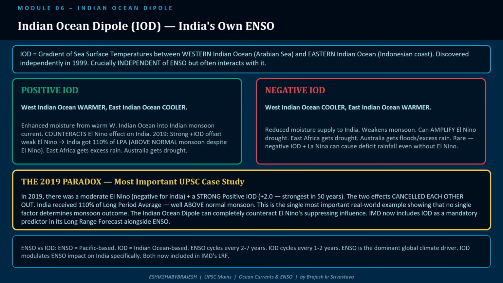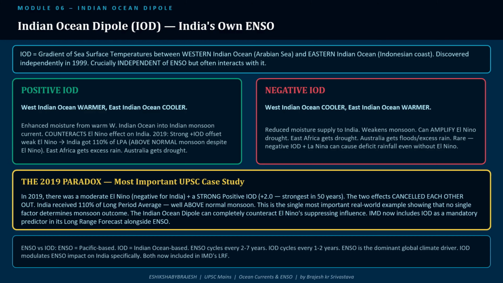The Indian Ocean Dipole, or IOD, is to the Indian Ocean what ENSO is to the Pacific. It is a gradient of sea surface temperatures within the Indian Ocean itself. Read the definition carefully. The IOD measures the difference in sea surface temperatures between the Western Indian Ocean, specifically the Arabian Sea, and the Eastern Indian Ocean, specifically the waters near Indonesia and the Eastern Indian Ocean coast. When the West is warmer than the East, that is a positive IOD. When the East is warmer than the West, that is a negative IOD.